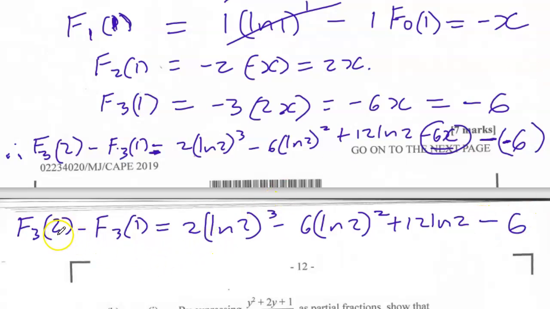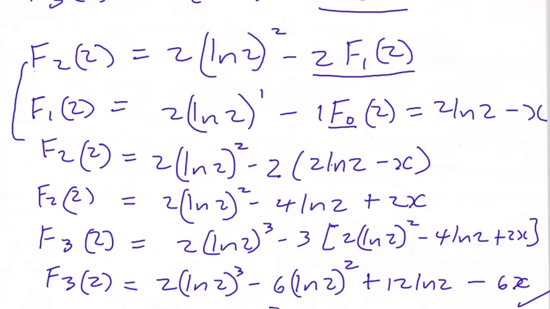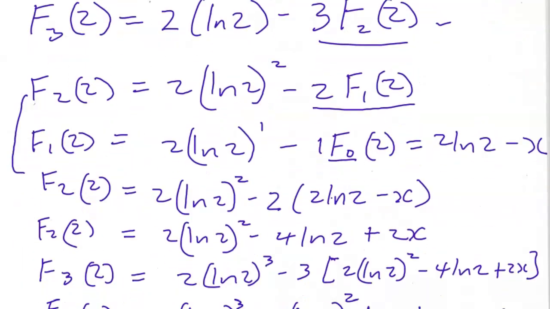Alright, so that's f subscript 3 of 2 minus f subscript 3 of 1. It should give us this expression there. Let's check if that's what we have. So here, that's what we're asked to prove, and we end up with the same expression: 2 (log 2)^3 minus 6 (log 2)^2 plus 12 log 2 minus 6.